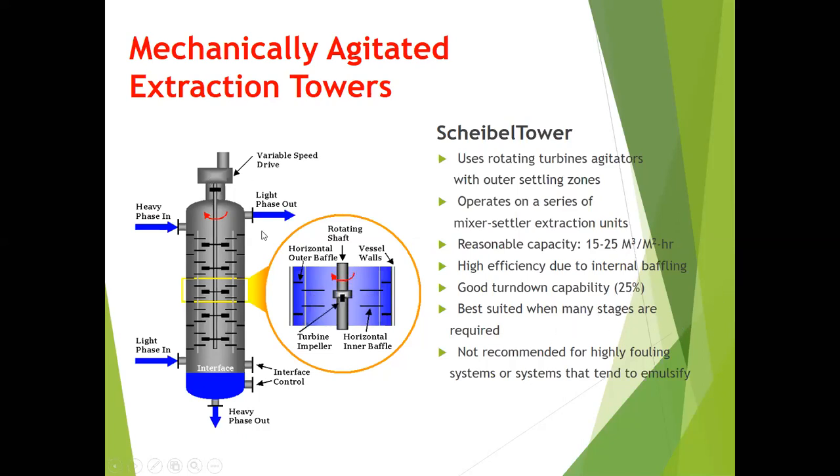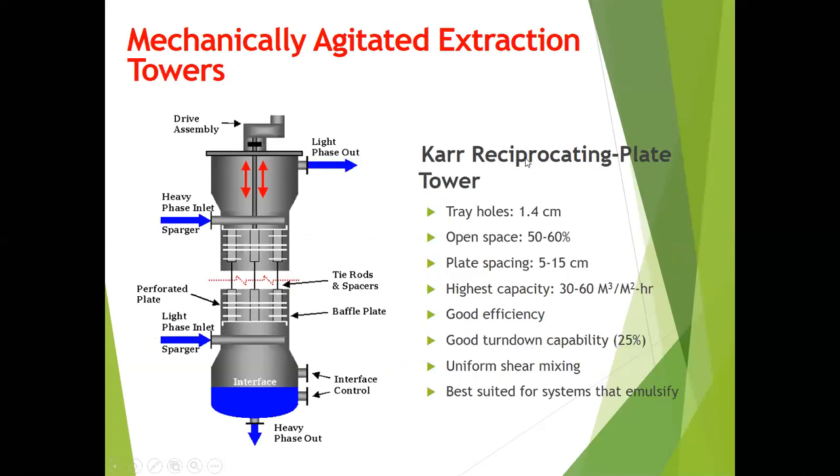So the opposite of the other towers that we have discussed in the previous slide. Those have a limited number of stages. This one does not have any limit. This can have many stages. It is not recommended though for highly fouling systems or systems that tend to emulsify, and that is in the case of colloidal systems. They easily emulsify and the contents of the tower get highly fouled up. So this is not recommended for our mechanically agitated tower, which is the Scheibel tower. Now we also have the Karr reciprocating plate tower. So this is how the plates are moving.